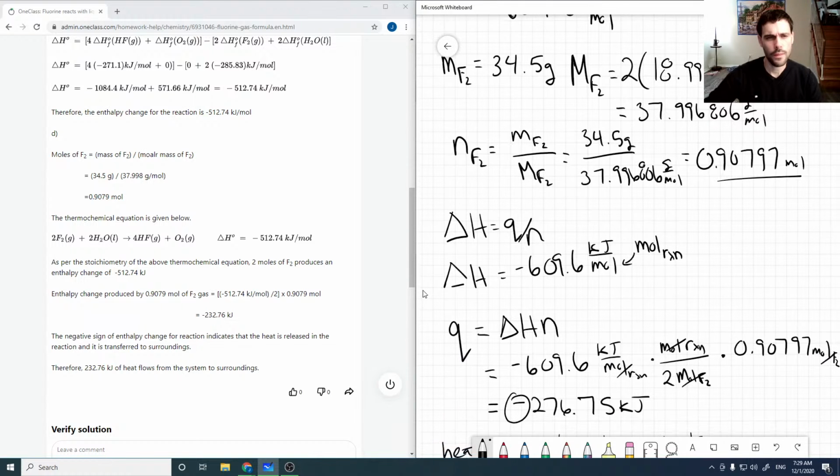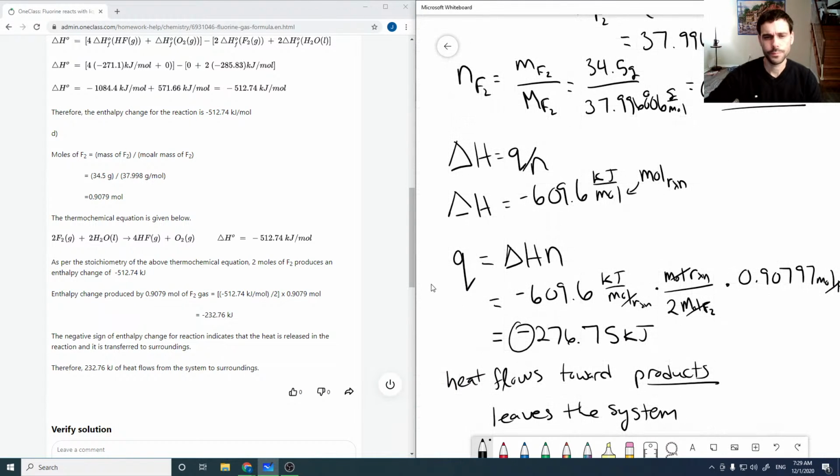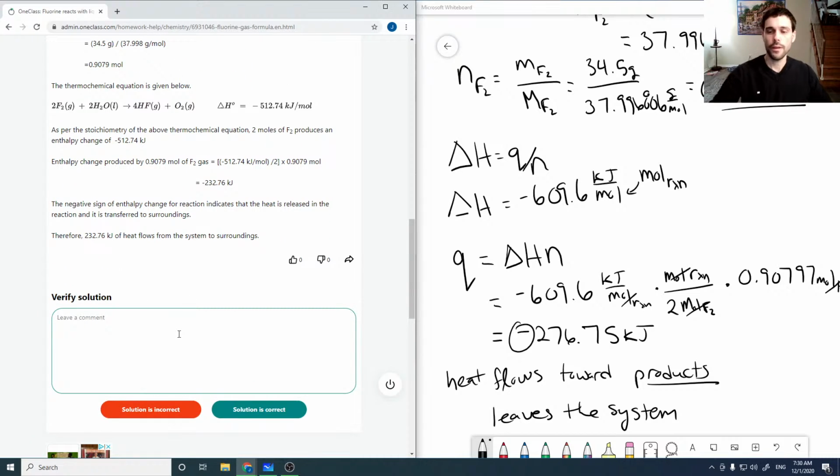And then to get our heat, we just rearrange this expression. So we multiply our delta H by N, but we need to take into account that there's 2 moles of fluorine per mole of the reaction. And so that's where the division by 2 comes in. And so it's a different value because our tabulated values were different, but everything was done correctly. And so that looks good.